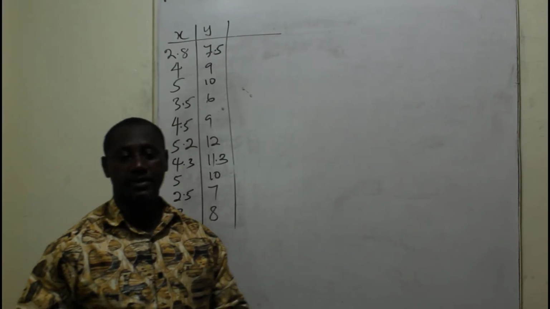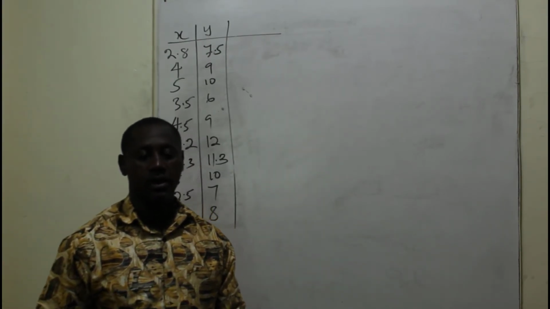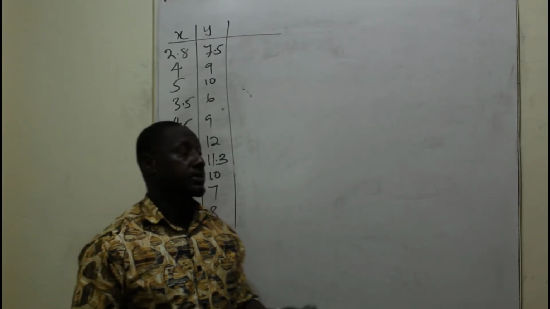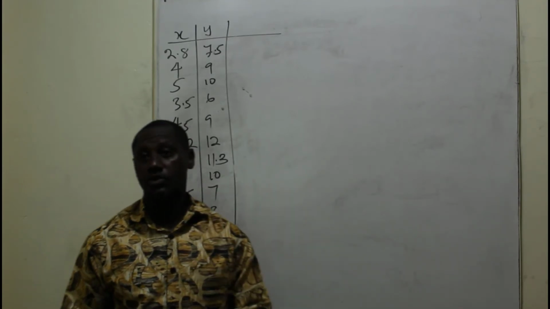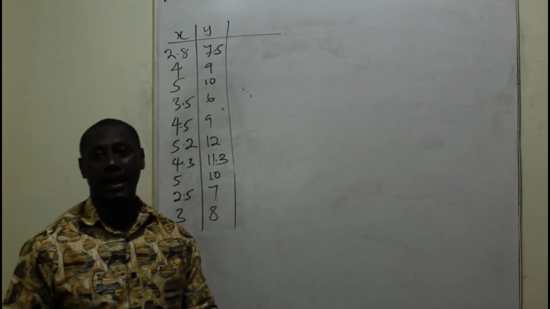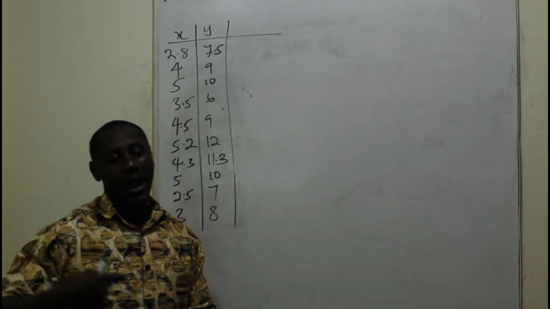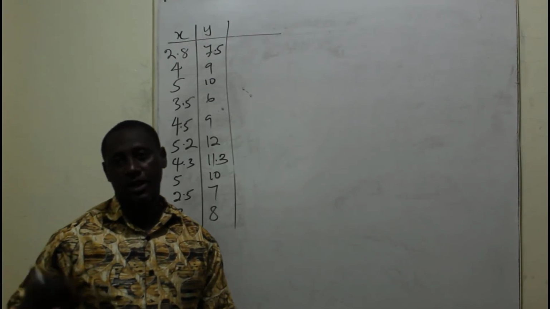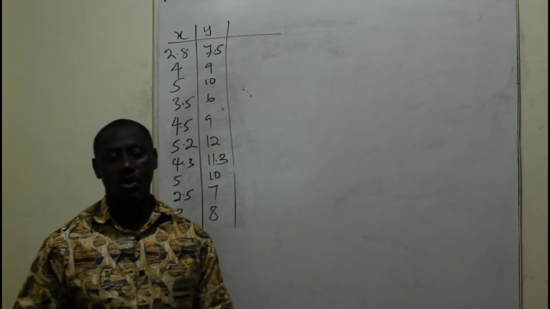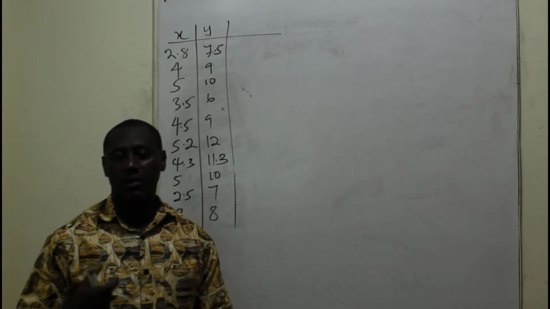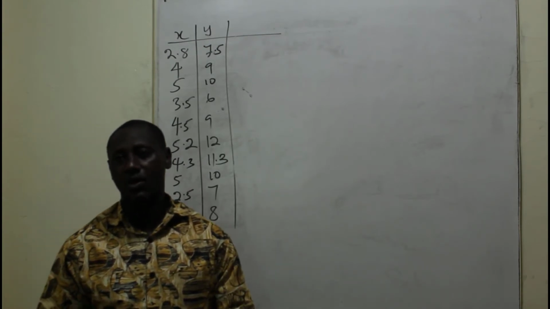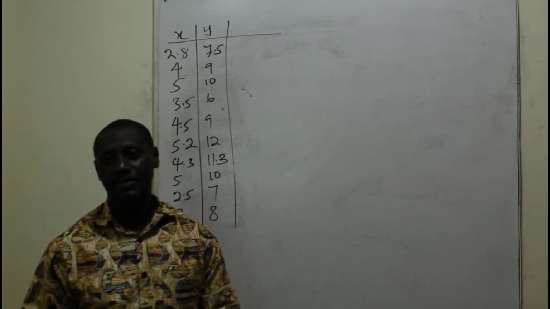We are going to give examples and then use that example to do other things. So like I said, this table on the board, they want us to use the table to calculate the equation of the least squares line of regression of y on x. Remember the question is y on x, which means that y is dependent on x.